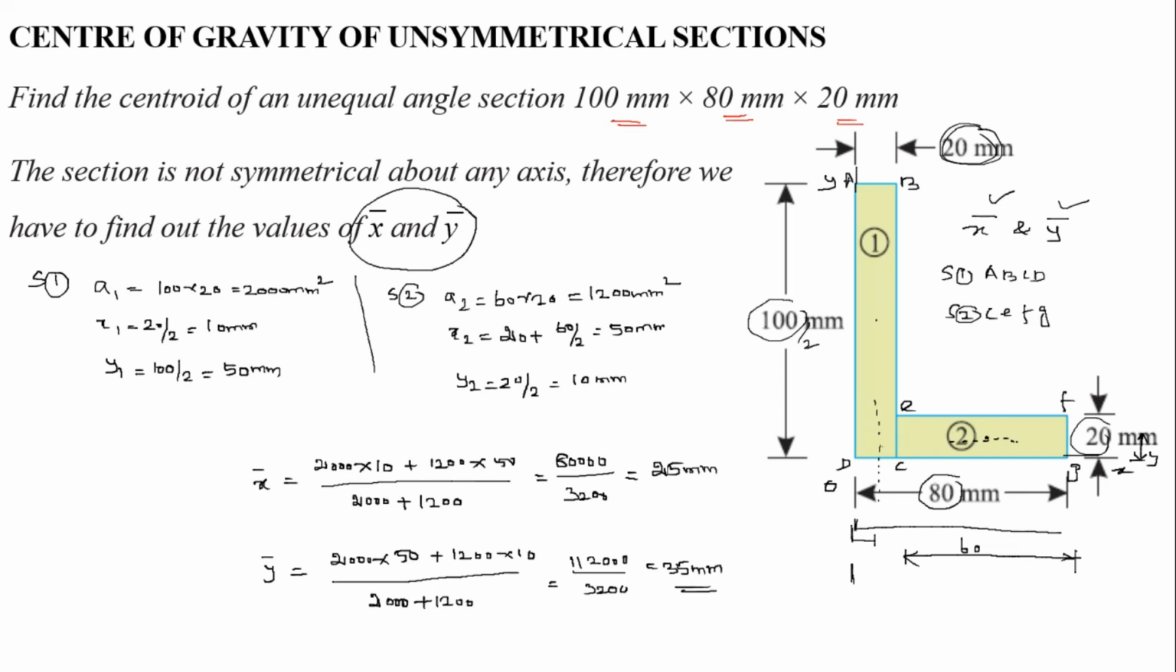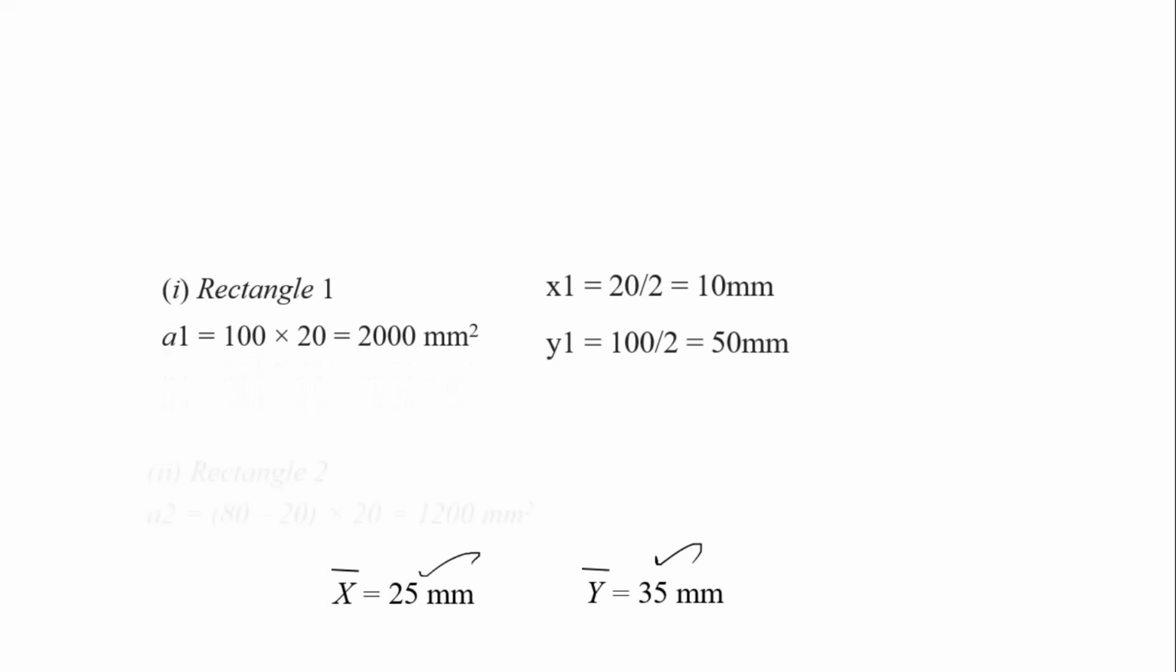So from the OY axis it is 25 mm, and from the OX axis it is 35 mm. So with respect to the OX axis, it is 35 mm, and with respect to the OY axis, 25 mm. So 25 mm and 35 mm. So next problem.